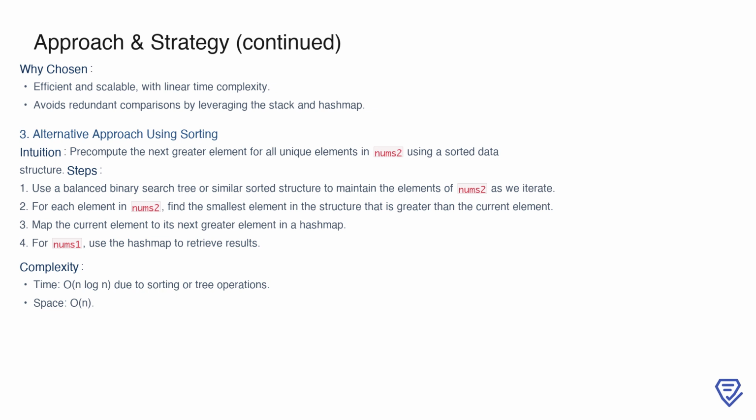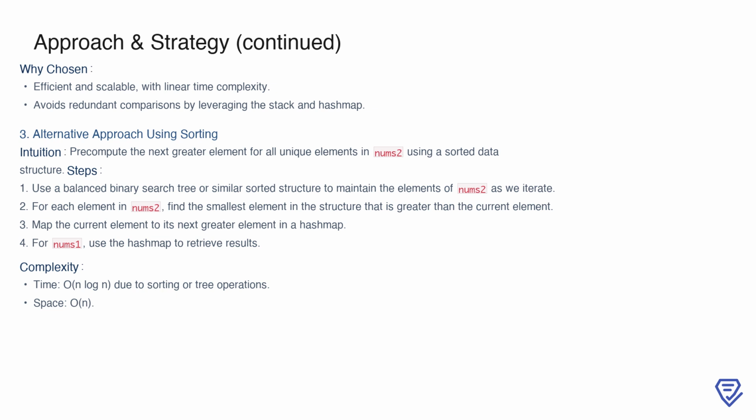By leveraging the stack and hash map, we avoid unnecessary comparisons and ensure that each element is processed in a streamlined manner. Another approach that could be considered involves sorting. The idea here is to pre-compute the next greater element for all unique numbers in nums2 using a sorted data structure like a balanced binary search tree. This involves inserting elements into the tree as we iterate through nums2 and using the tree to find the smallest number greater than the current one. Like the monotonic stack approach, we would store these mappings in a hash map for quick lookups when processing nums1.